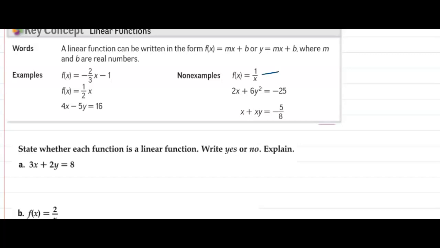These are not. You may not divide by a variable. That breaks the rule. You cannot have a variable in the denominator. Oh, cannot spell today. Variable. There we go. You cannot have a variable raised to a power of 2. You cannot have variables multiplied.